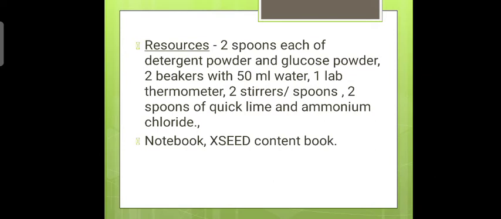The resources required are 2 spoons each of detergent powder and glucose powder, 2 beakers with 50 ml water. Instead of a beaker, you can take any glass jar. 1 lab thermometer, 2 stirrers or spoons, 2 spoons of quicklime and ammonium chloride. Science notebook and exit content book. Students, ensure that you collect these resources before going ahead in the video. The keywords are exothermic, endothermic, expansion and contraction.